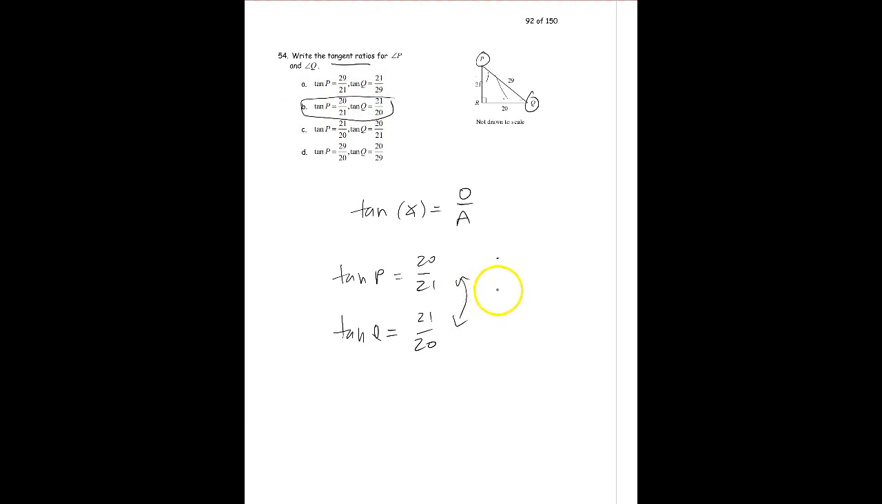Notice how those are reciprocals of one another. That is not a coincidence. As you can see, the same two legs are involved. In one case, it's one over the other in each case. So you don't need to remember that. I just thought I'd point it out in case you found it interesting.